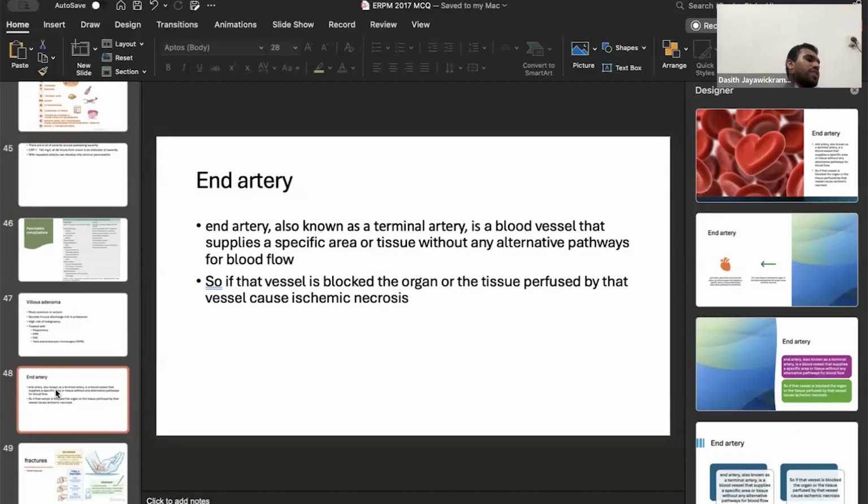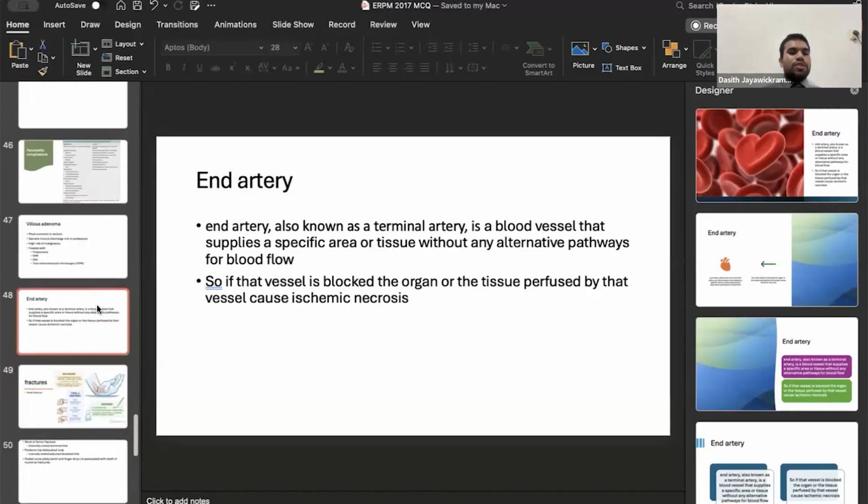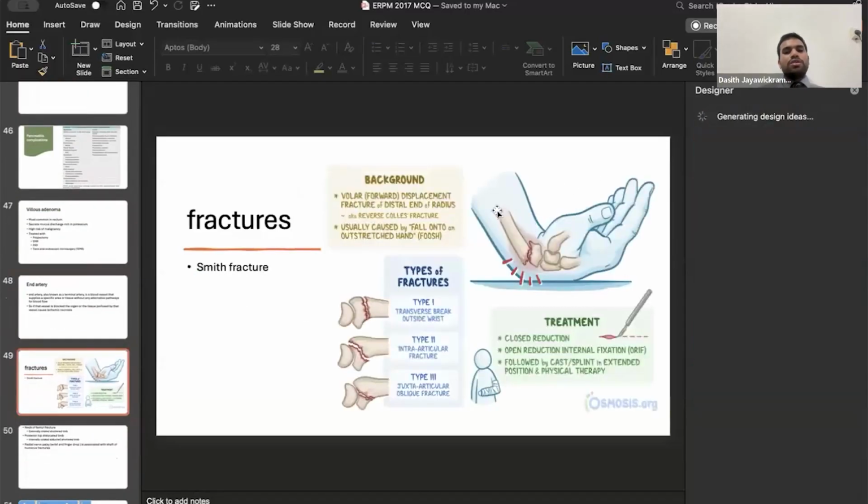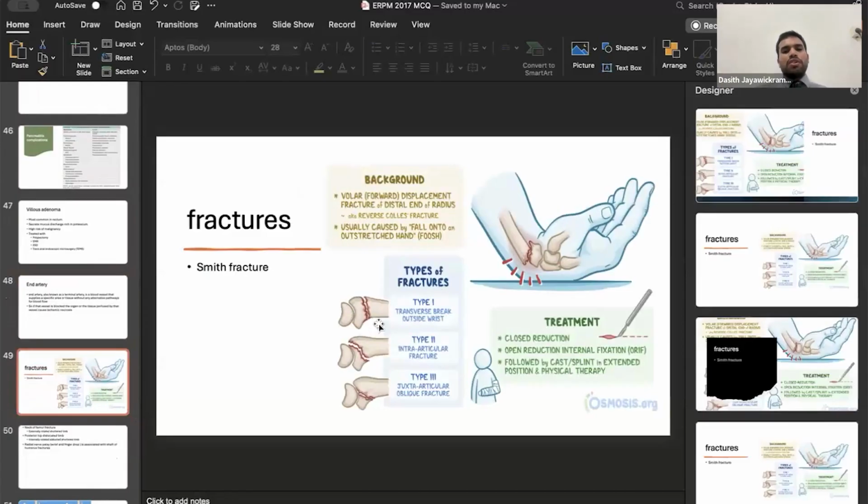That is true. If you can show the image, this is the Smith fracture, how it occurs, and with that there's an anterior displacement of the distal segment of the fracture.